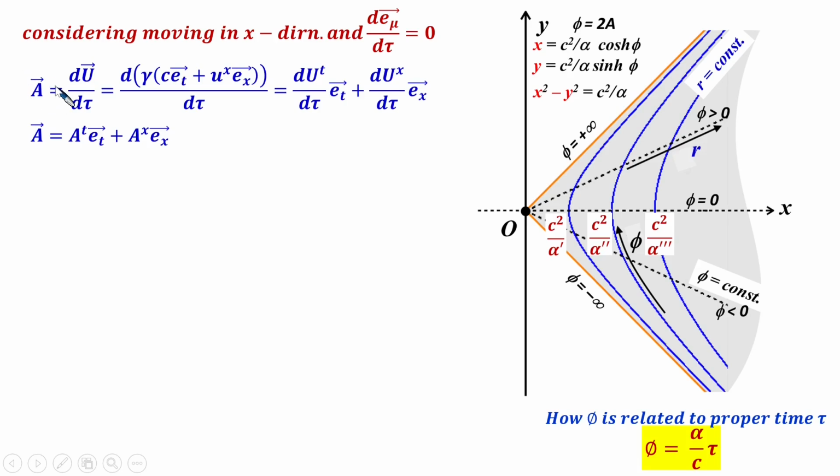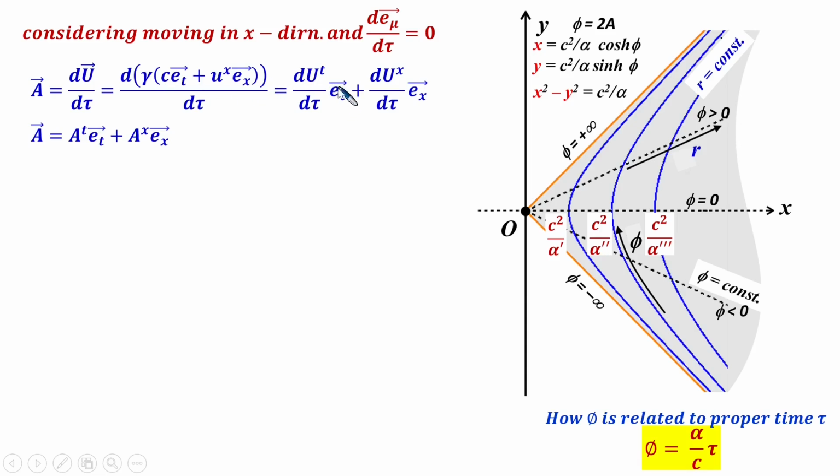Now we can write this 4-vector acceleration A as the proper time derivative of the 4-vector velocity. And this 4-vector velocity I can write like this, as we have written earlier: gamma times this, where this is the time component and this is the spatial component, with respect to proper time. So now I can write this time component as u^t.